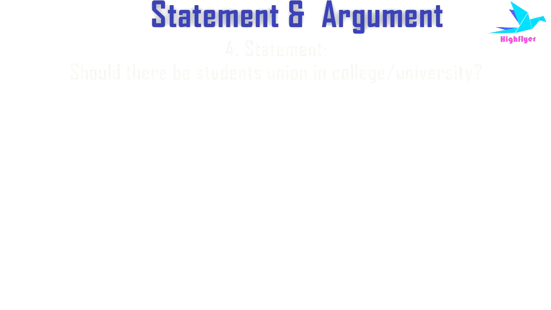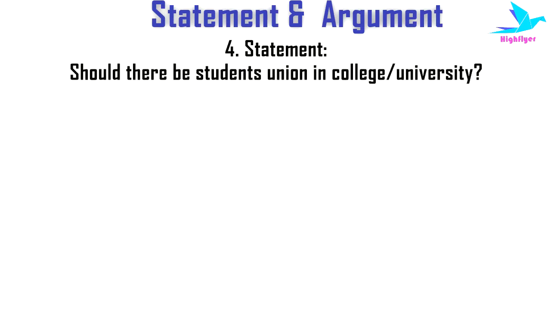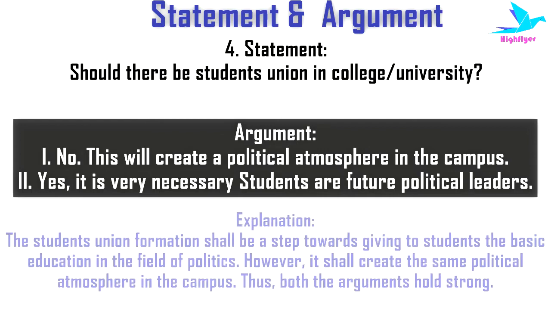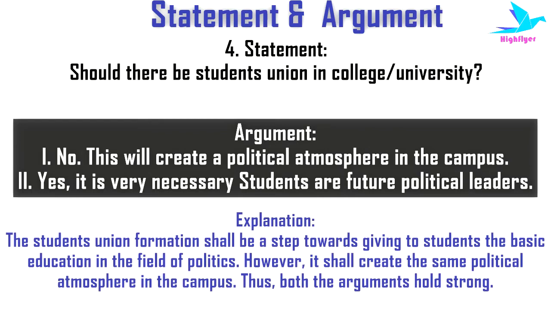Next example. The statement is, should there be student union in college or university? The arguments are, first argument, no, this will create a political atmosphere in the campus. Now, this is a fair enough reason to say no, because in most of the campuses, due to politics, unnecessary political atmosphere is created. So it's strong enough.